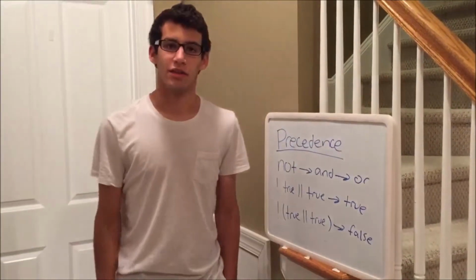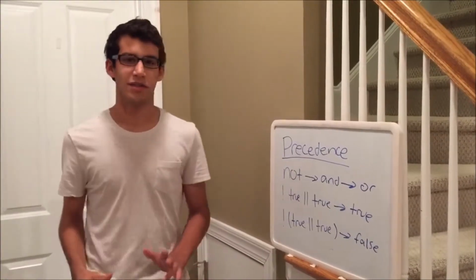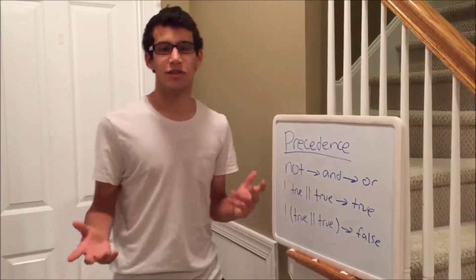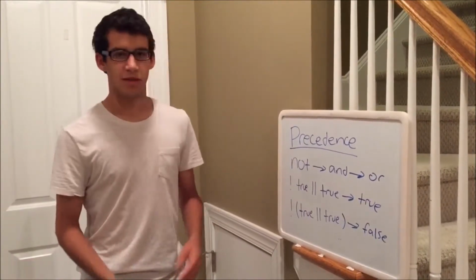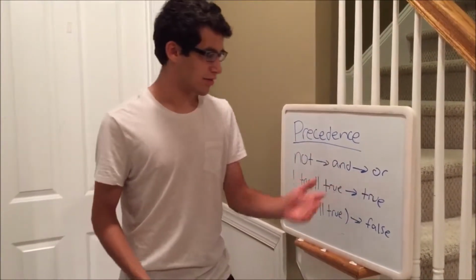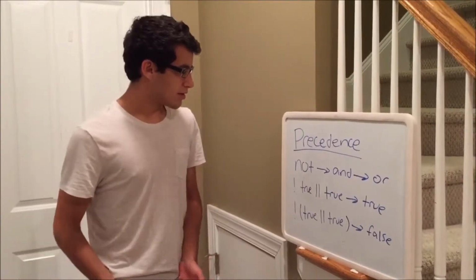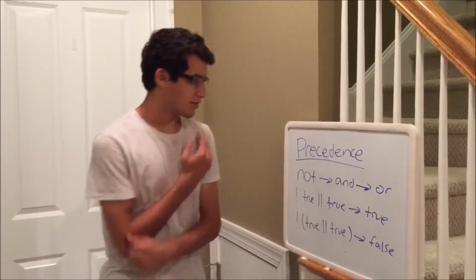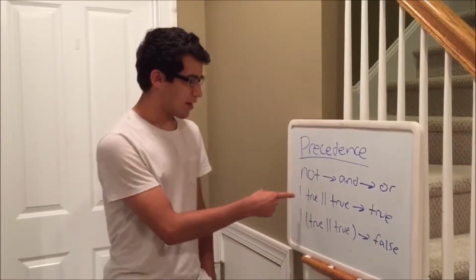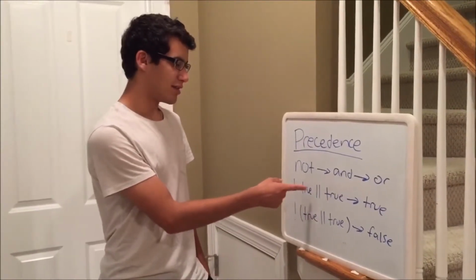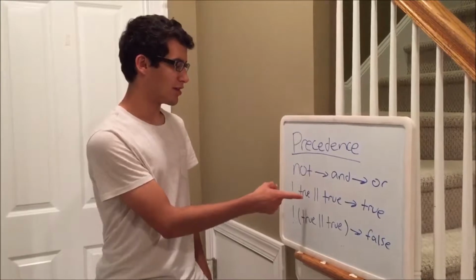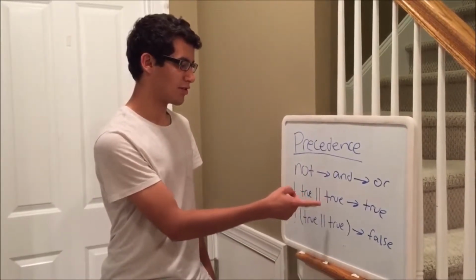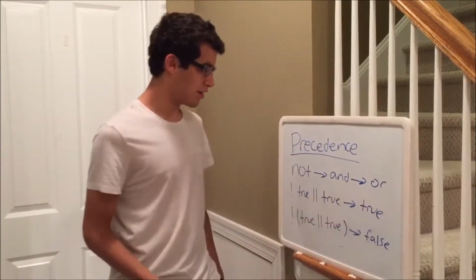Okay, so the next concept here is called precedence. That's basically just the order of operations for your Boolean operators. So it goes not, and, or. For these two examples, not true, since that's done before the or, will first evaluate to false. The statement will be false or true, which then evaluates to true.